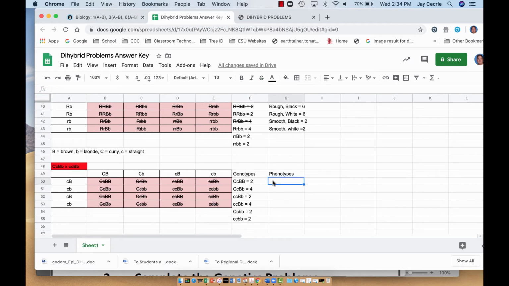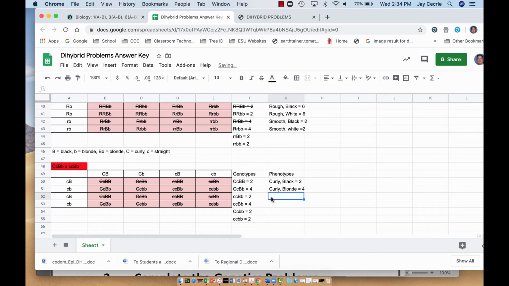Okay, let's start with the 2 dominants. So capital C is curly. And then if we have our 2 big B's, oops, I need to change that. That was black. Okay, big B, little b was blonde. Okay, so it's curly black. There's 2 of those. Curly blonde is any combination of the B's with at least one capital C. So it looks like we got 4 of those.